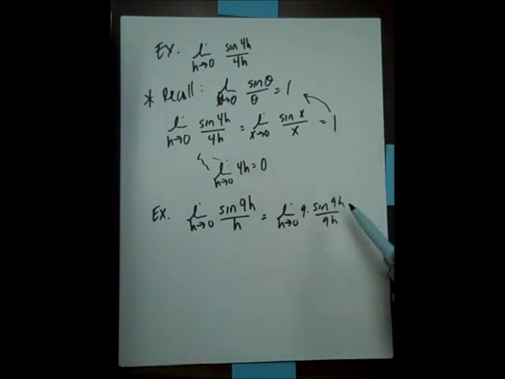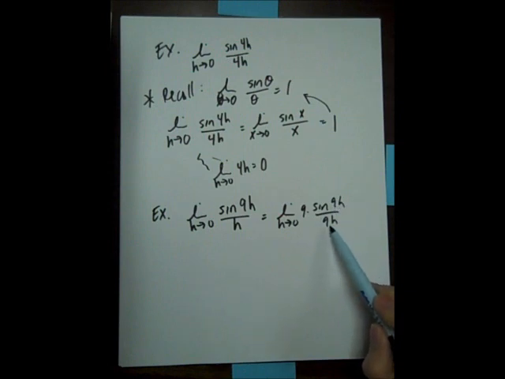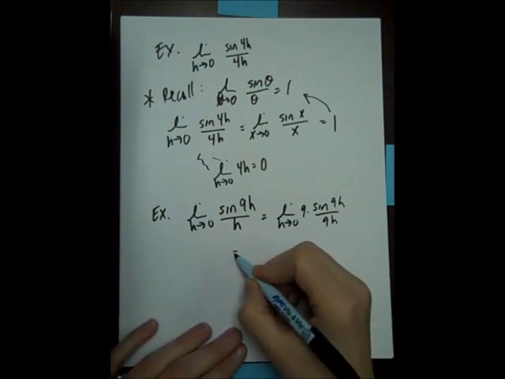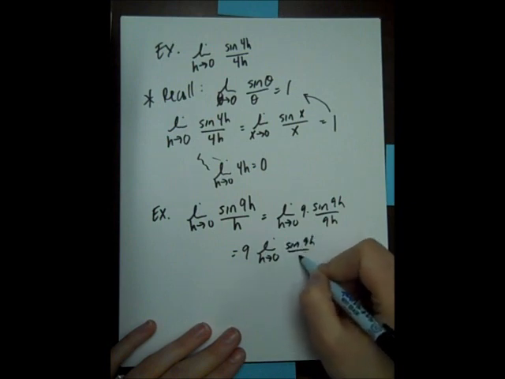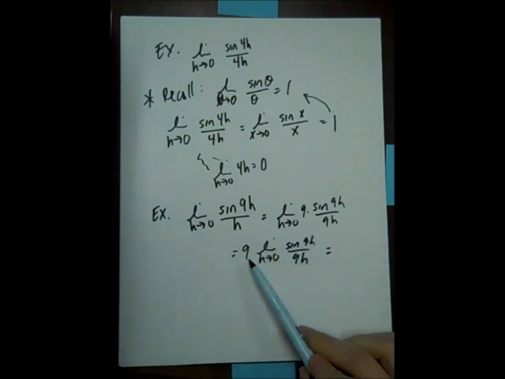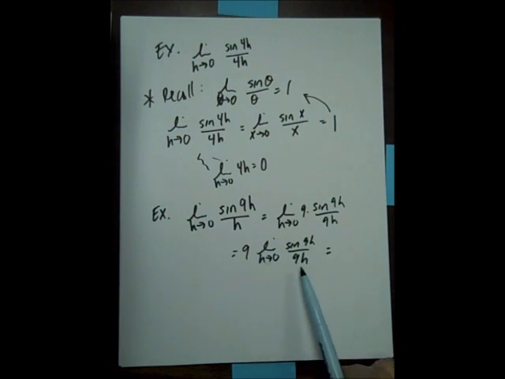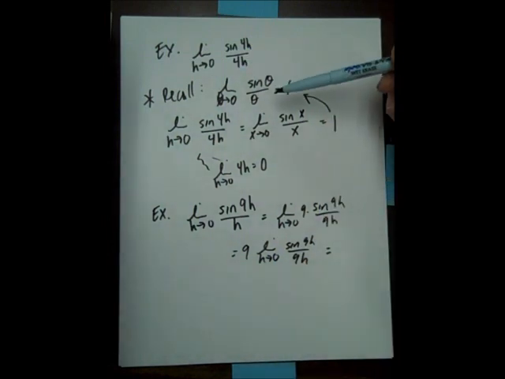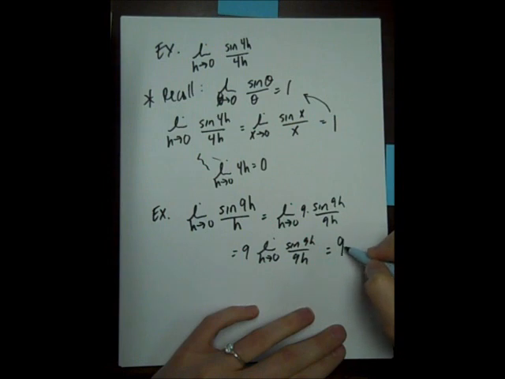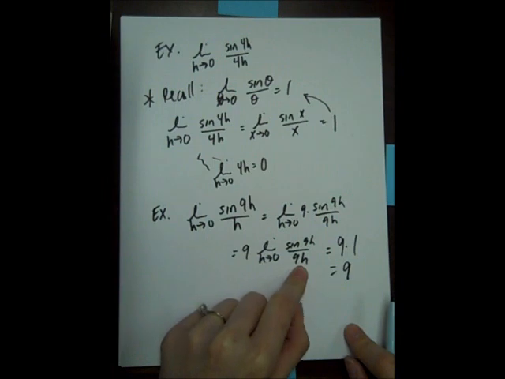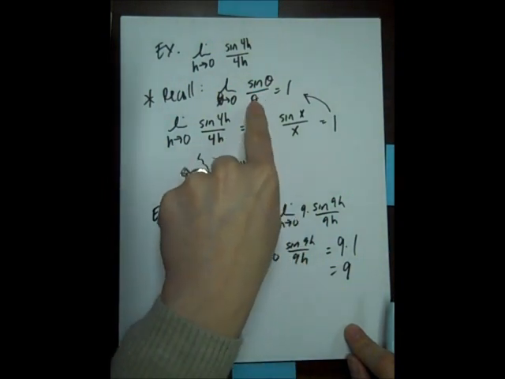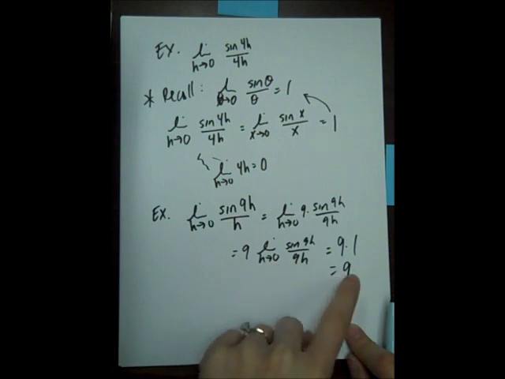So again, I changed it so that the 9h was also on the bottom, but I had to multiply by 9 to cancel out what I just did. Can't change the problem. And now I can bring that 9 out front. So now I've changed it to 9 times the limit as h approaches 0 of sine of 9h over 9h. We just did the previous problem where we had sine of something over the same thing equal to 1. So this is just 9 times 1, which is 9, because sine of 9h over 9h goes to 1 by this property, since these two thetas are the same.